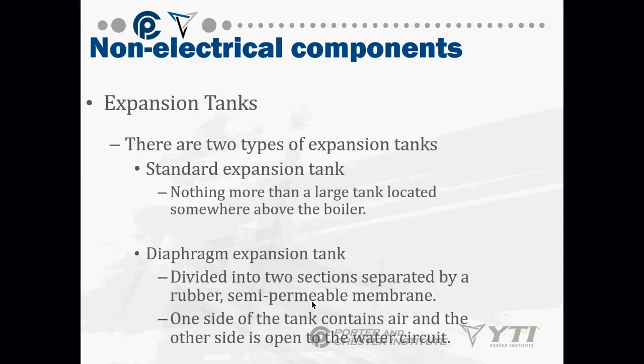Okay, your expansion valve, or your expansion tank, these are your non-electrical components. There are two types of expansion tanks out there. Your standard expansion tank, which is nothing more than a large tank located somewhere above the boiler, or your diaphragm expansion tank. Those are divided into two sections separated by a rubber or semi-permeable membrane of some sort. One side of the tank contains air, and the other side is open to your water circuit.